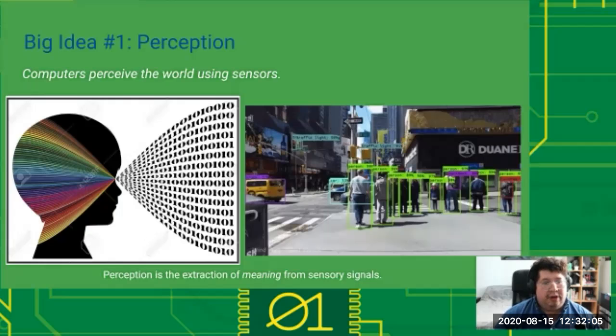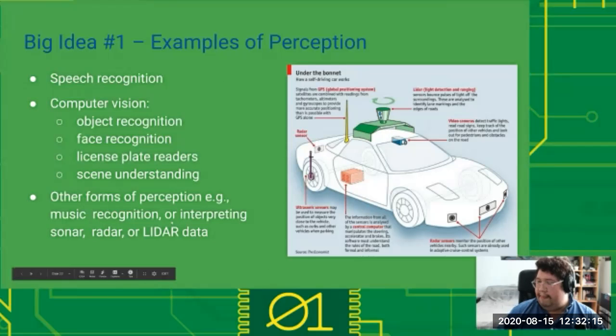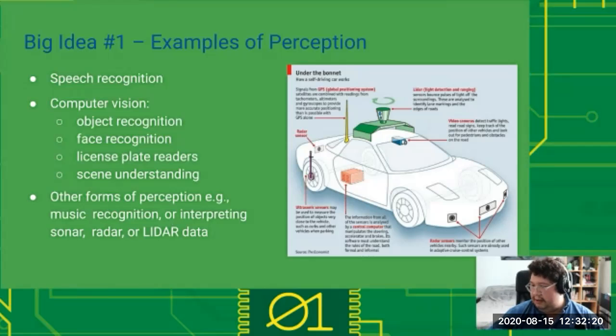And this idea of perception allows us to really think about what it is that these machines are able to understand and glean from the information given to them, and what do they interpret? What are they seeing? What are they putting together? So based on this, we're talking about speech recognition, what computer vision is, facial recognition, object recognition, license plate readers, and different kinds of perception, using sonic recognition like Shazam, or interpreting sonar, radar, and LiDAR.